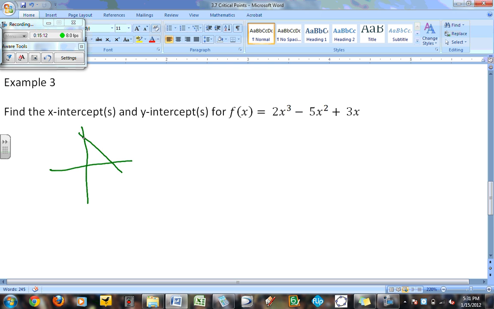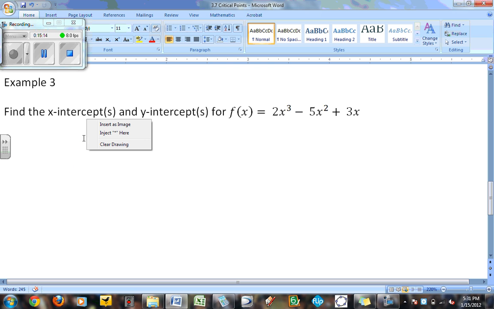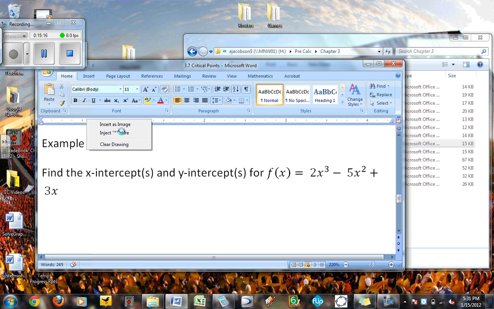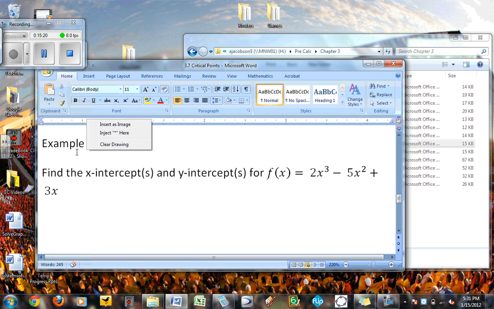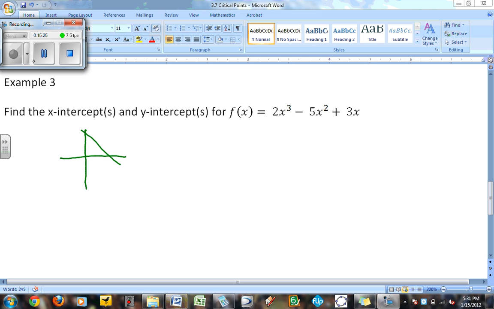What do we know about a y-intercept? When we have a y-intercept, no matter what, for my y-intercept, x is always going to equal 0. So 0, something, is always going to be my y-intercept. If we're going to find an x-intercept, we know that y is equal to 0. So we're going to have something, comma, 0.